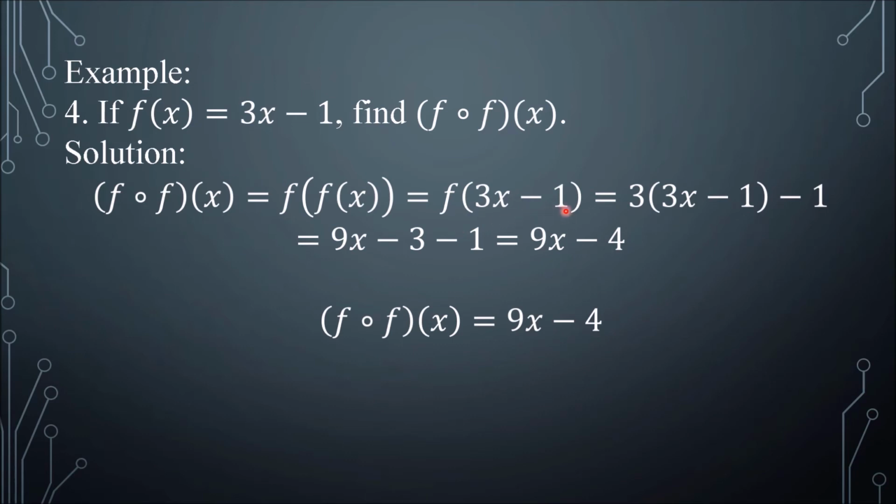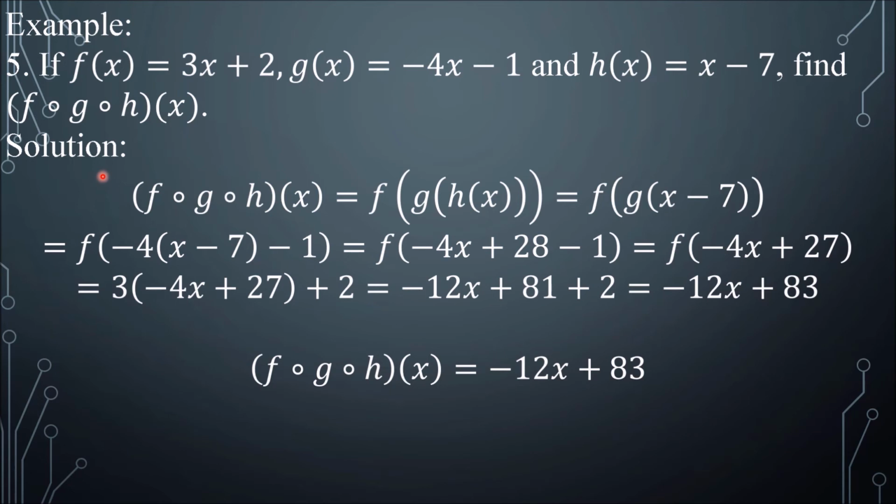Now, f of 3x minus 1 is equal to 3 times 3x minus 1 minus 1. Meaning to say 3x minus 1 must be substituted to x here. So it will become 3 times 3x minus 1 minus 1. 3 times 3x is 9x. 3 times 1 is 3. And then minus 1 minus 1. Simplifying that, you have 9x minus 4. Therefore, f of f of x is equal to 9x minus 4.